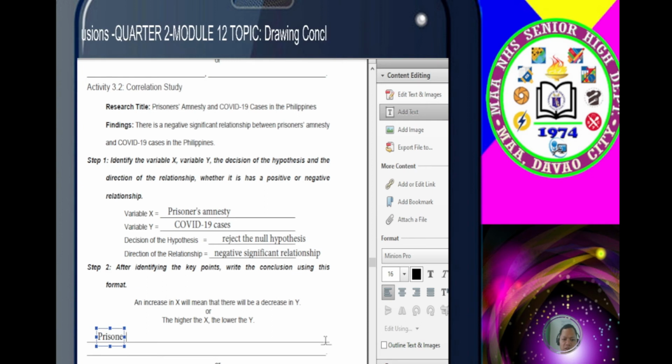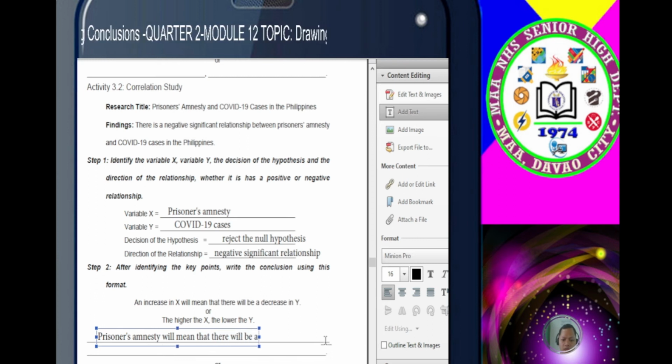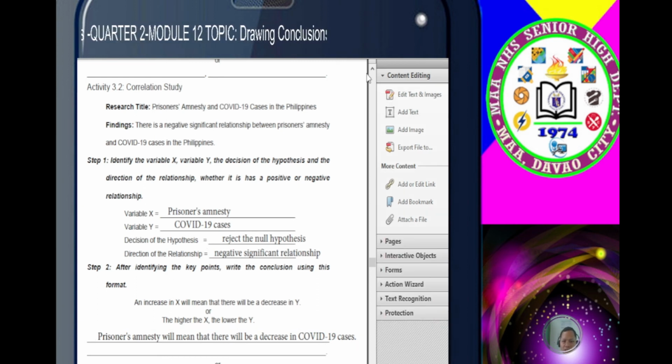So prisoners' amnesty will mean that there will be a decrease in, so our variable y is COVID-19 cases. Okay, so I hope you get the answer on formulating your conclusion.